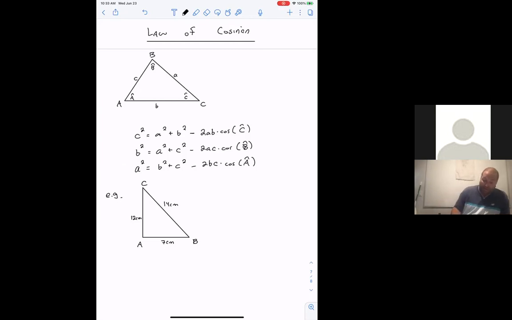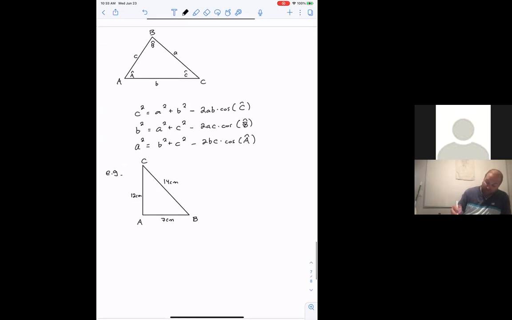So which angle should we go for first? It doesn't really make a difference, but you know what? I'm curious about angle A because it looks so close to 90 degrees. They drew it that way. So I wonder what the angle actually is. So let's use the third version. A squared, 14 squared, equals b squared, 12 squared, plus c squared, 7 squared, minus 2 times b times c times the cosine of angle A.